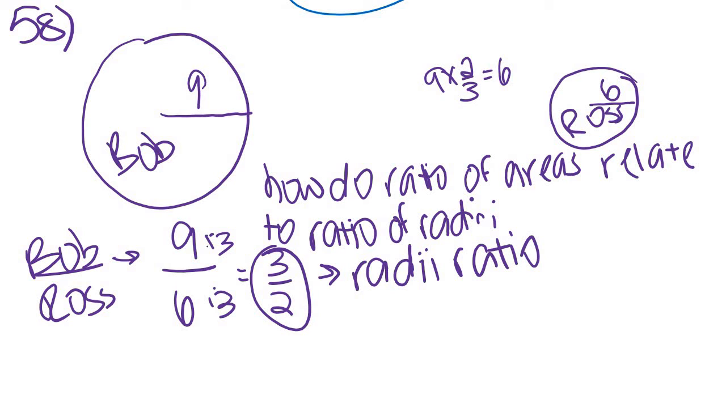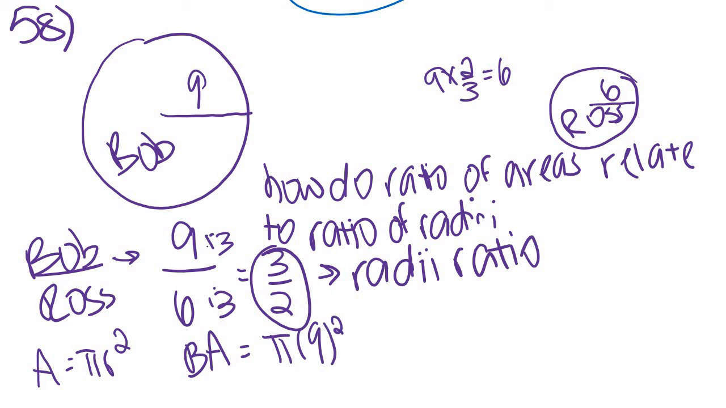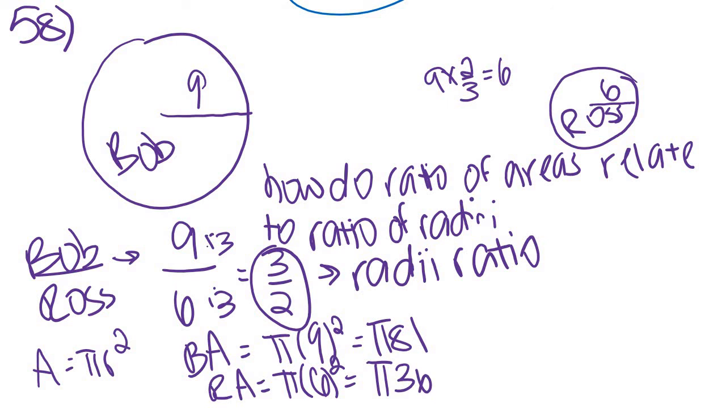All right, now the equation for area of a circle is A is equal to pi r squared. So let's see. Bob's area is going to be pi. His radius is 9 squared. That's going to be 81 pi. And Ross's area is equal to pi times his radius, which is 6 squared. That's going to be 36 pi.